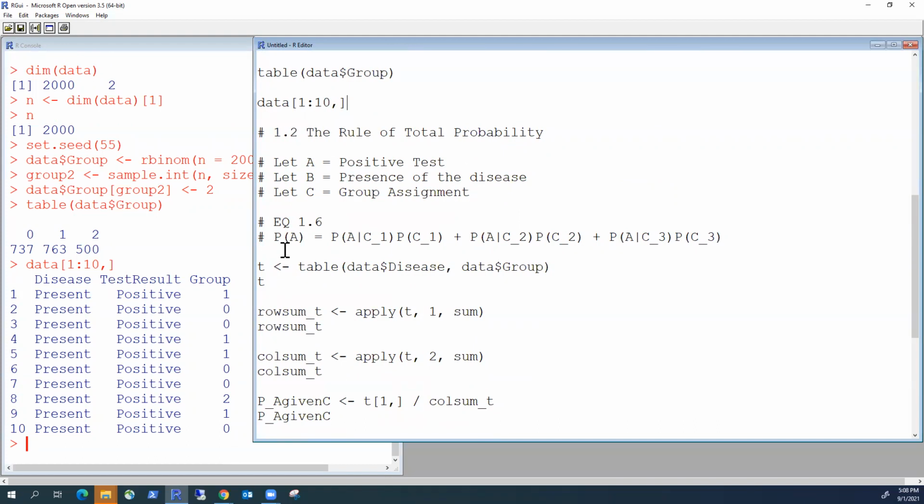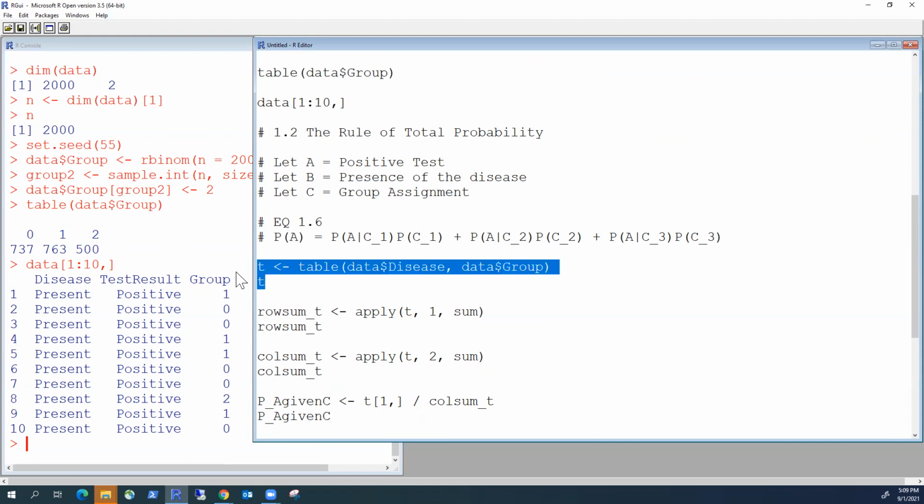I think most people actually get this formula very intuitively, which says I can find the probability of A as long as I know the probability of A given I'm in C1 times the probability of C1, right? Plus the probability of A given C2 times the probability of C2, plus the only other option is to be in that third group, probability of A given C3 times the probability of C3. So we're going to do a demonstration of equation 1.6.